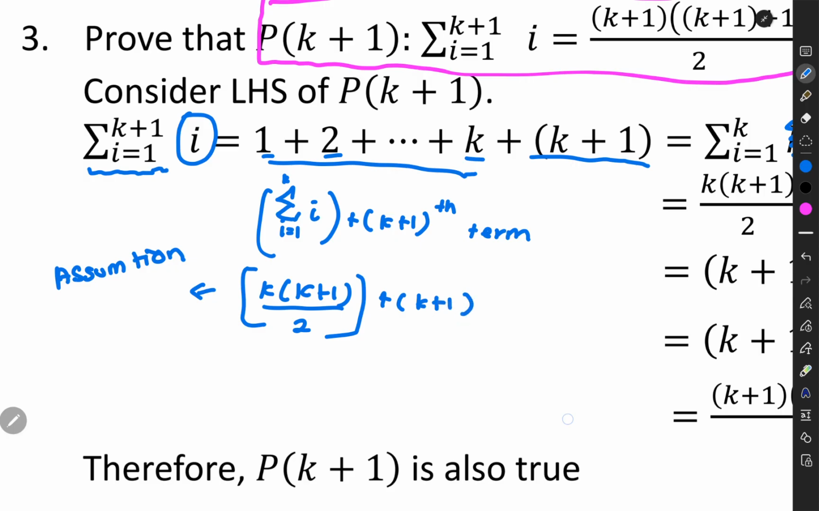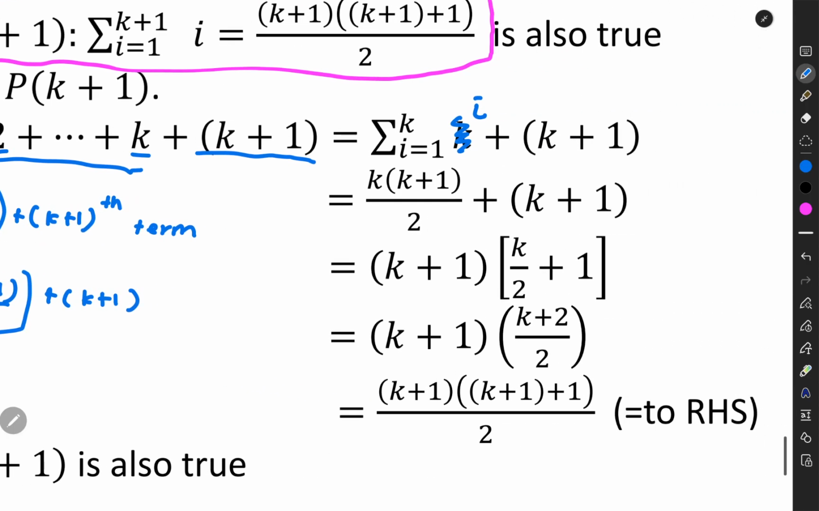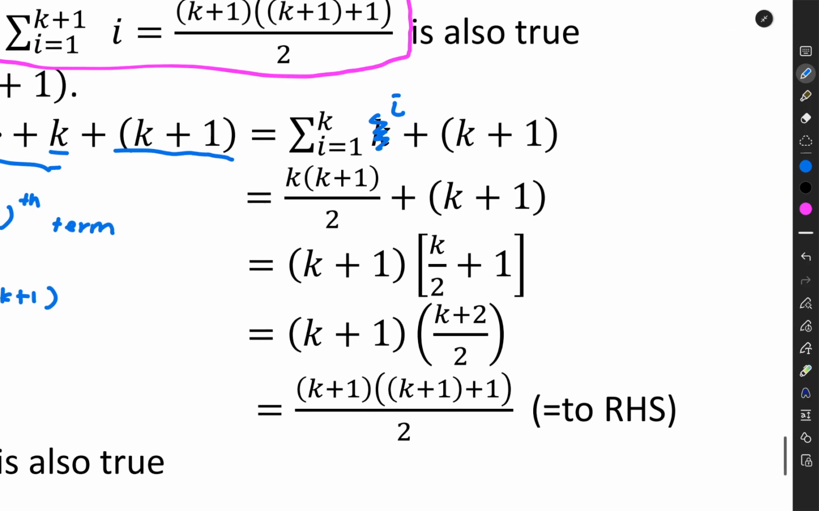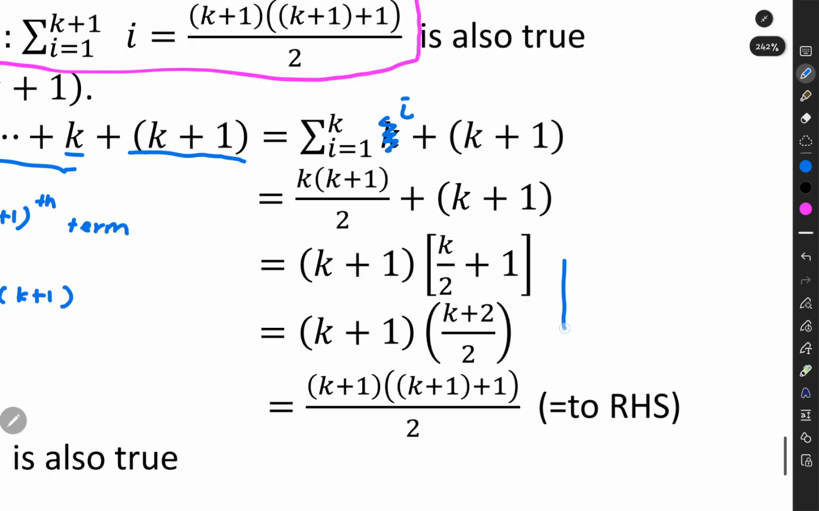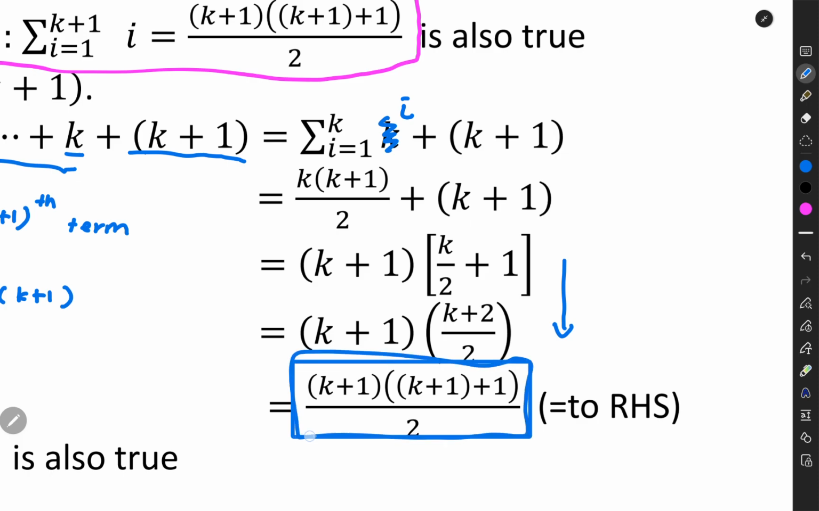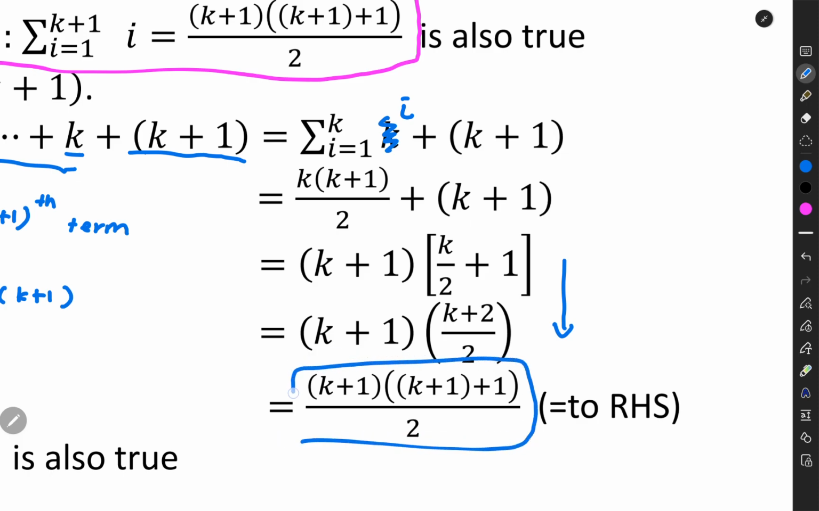So daripada sini lah kita manipulate, okay, so that in the end it can be written as the same as your right hand side of the statement P of k plus 1. So kalau sama, maknanya P of k plus 1 is true because the left hand side equal to the right hand side. Okay, so now next is to make your conclusion.